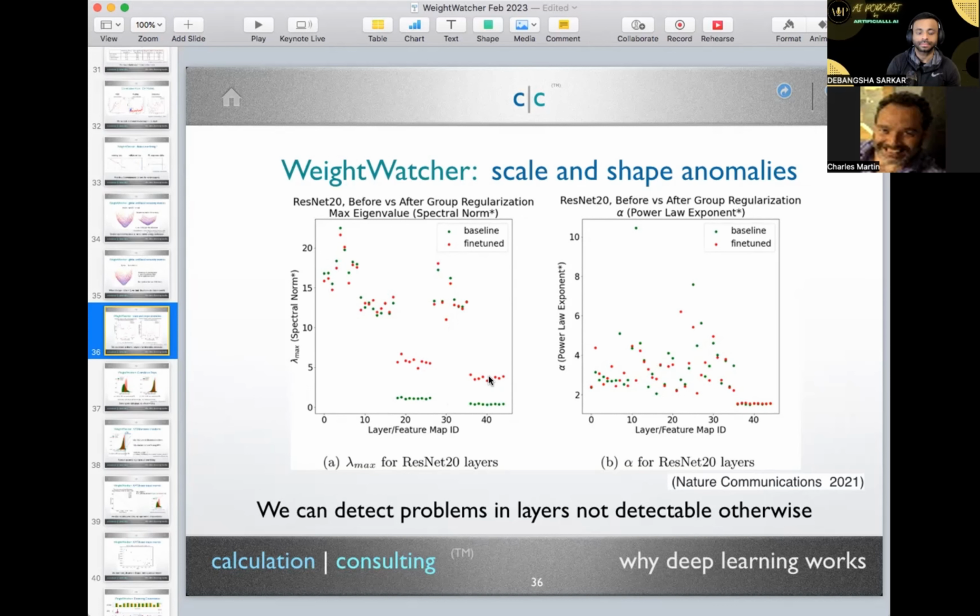We're trying to look for anomalies in training that we think correspond to problems that you cannot see by just doing brute force testing. You can always test a model to see if the test accuracy goes down, but you don't know which layer is screwed up. If you don't know which layer is screwed up, how are you going to fix it?